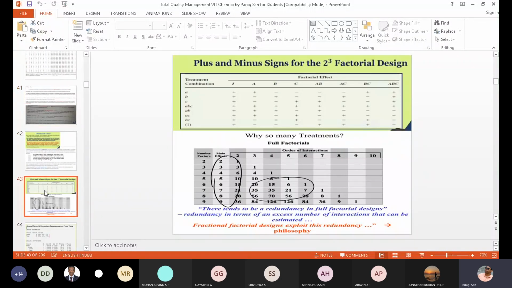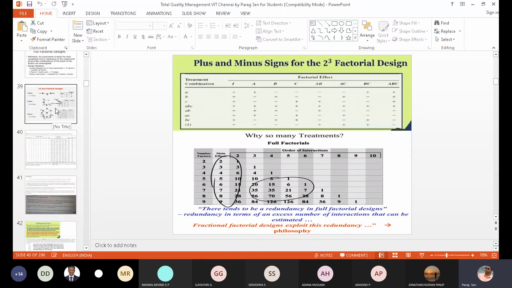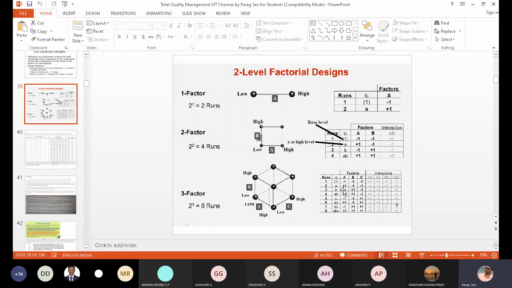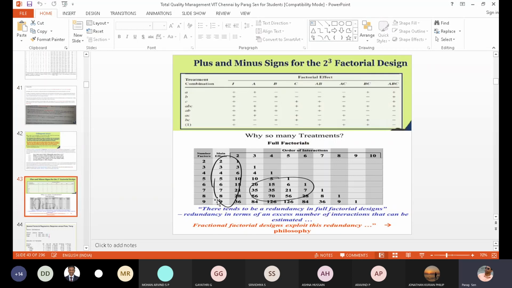So now take a look at the 2 to the power 3 factorial design. It is already discussed. I have discussed it here. Here the same thing you can see. The treatment combinations are given and all these things are also provided. Now the question is why so many treatments? You can see there is a table.